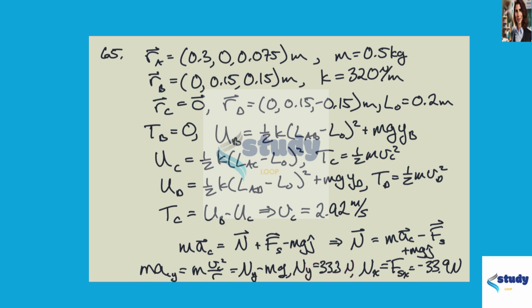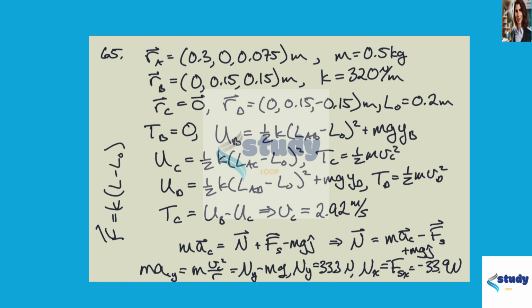And in the x direction, there's no acceleration in the x direction. There's a spring force. There's no weight acting in the horizontal direction. So n sub x must just be equal to the x component of the spring force. And we can figure that out because, the spring force vector equals k times the length minus the initial length.